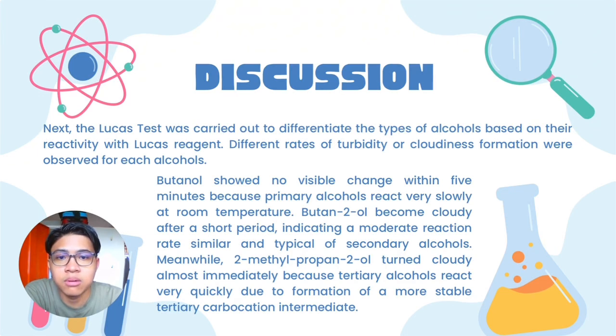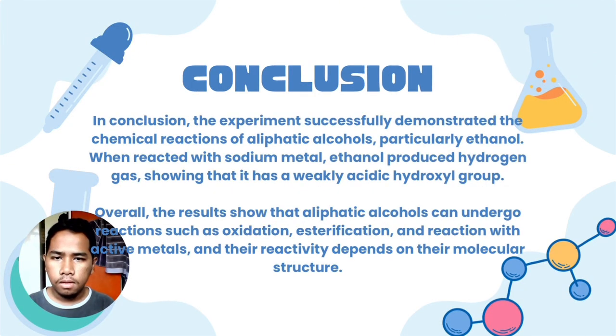In conclusion, the experiment successfully demonstrated the chemical reactions of aliphatic alcohols, particularly ethanol. When reacted with sodium metal, ethanol produced hydrogen gas, showing that it has a weakly acidic hydroxyl group. Overall, the results show that aliphatic alcohols can undergo reactions such as oxidation, esterification, and reaction with active metals, and their reactivity depends on their molecular structure.